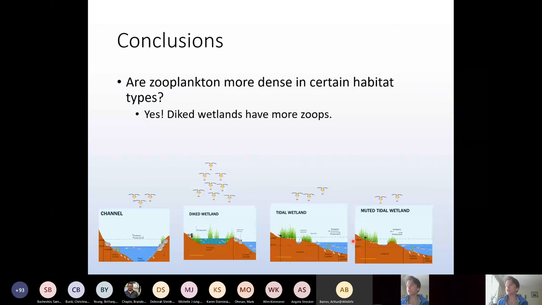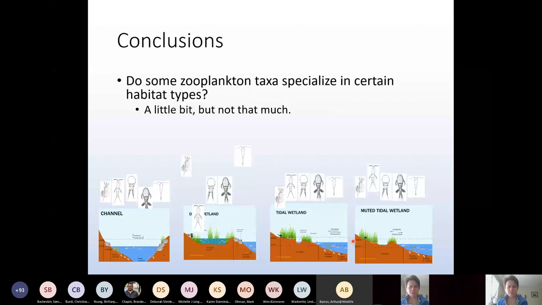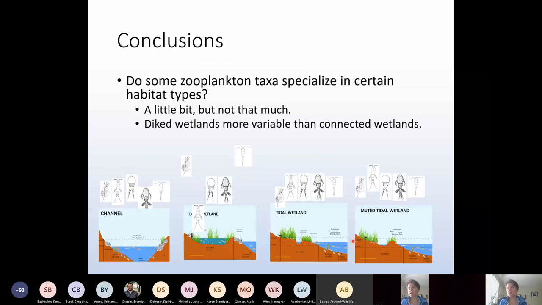Do some zooplankton taxa specialize in certain habitat types? A little bit. We found some associations, but not really as much as we were expecting. So this is where I'm excited to continue this monitoring for future years to see whether we just need higher replication to see if we can find some of these things. But the biggest story we did see was that the diked wetlands had a lot more variation than the tidal wetlands. This kind of tells us that the tides do a pretty good job at distributing zooplankton, connecting them between the channels and the wetland habitats. Obviously, the dike wetlands aren't connected, so there's a lot more discontinuity there.